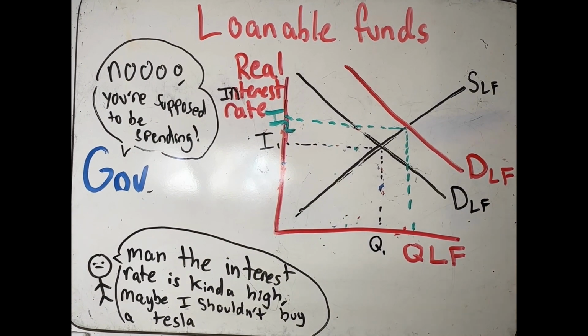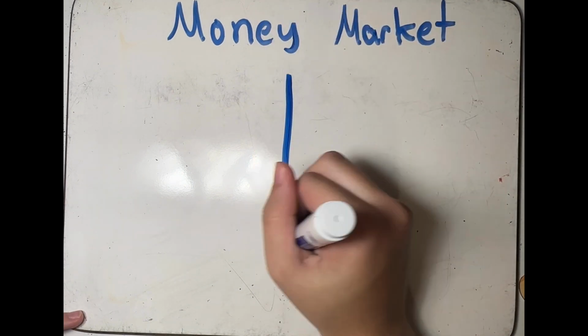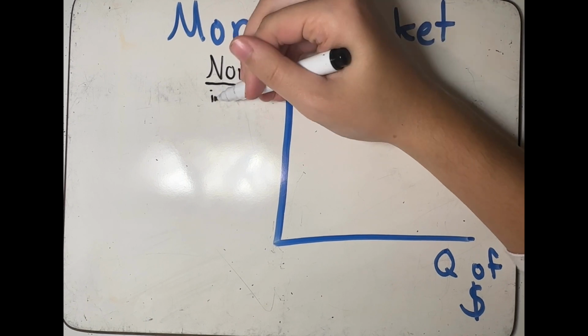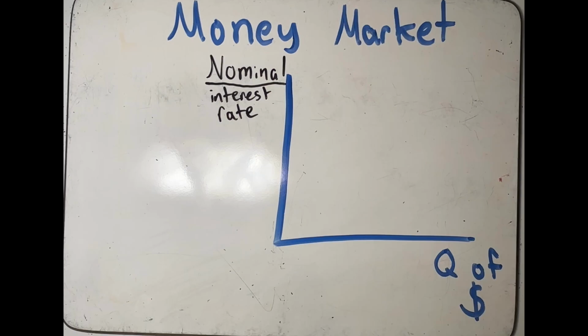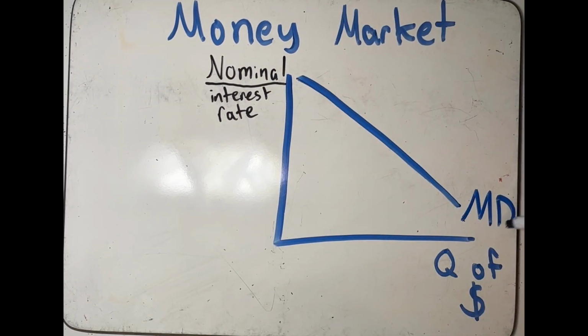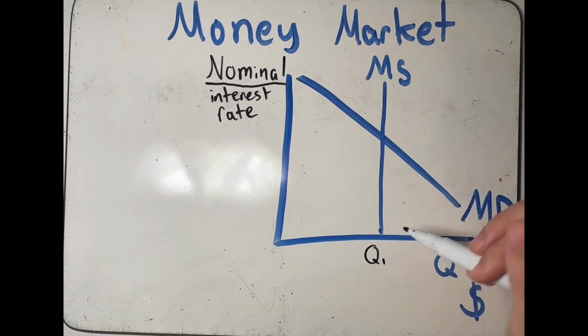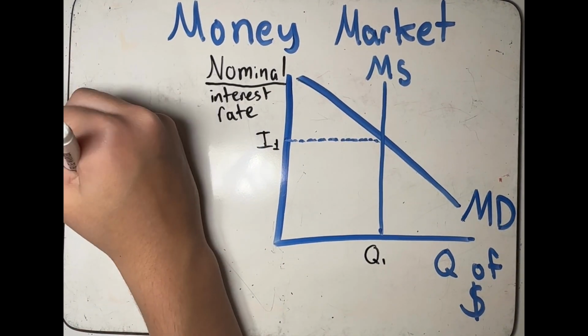All right, moving on, we have the money market graph. Okay, so the x-axis should be labeled quantity of currency, and the y-axis should be labeled nominal interest rate. Remember, this one is nominal, not real. And you can remember this with our funny little mnemonic device. Buy nom-noms with money at the market. Your demand line should slope downwards and be labeled MD for money demanded. But your supply line needs to be vertical because the money supply is a fixed amount controlled by the Fed.